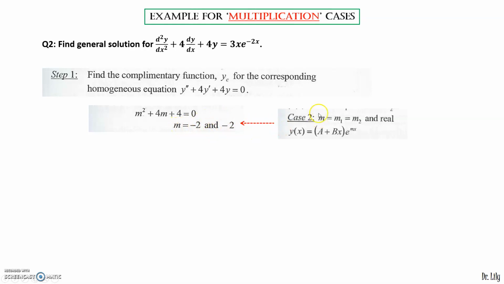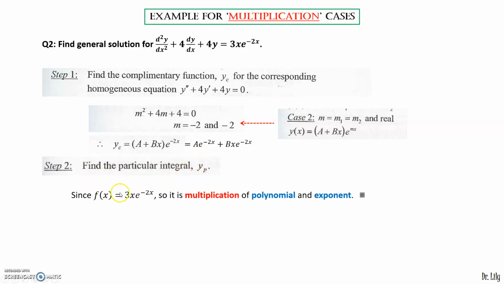So this is represented by case 2, where both of the roots are the same and real. So that's why your solution is given by (a plus bx) multiplied with exponential mx. So from there, yc is equal to (a plus bx) exponential -2x, because m is equal to -2. Okay, so you can expand the equation to have a exponential -2x plus bx exponential -2x.